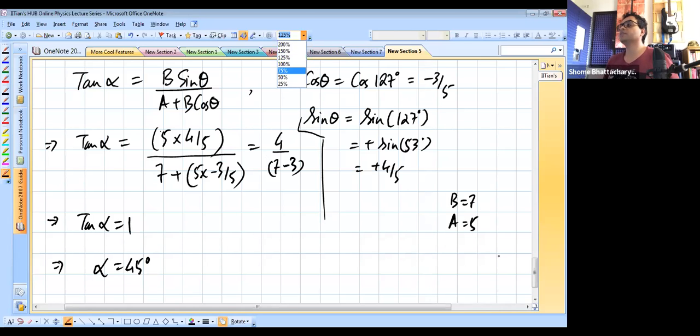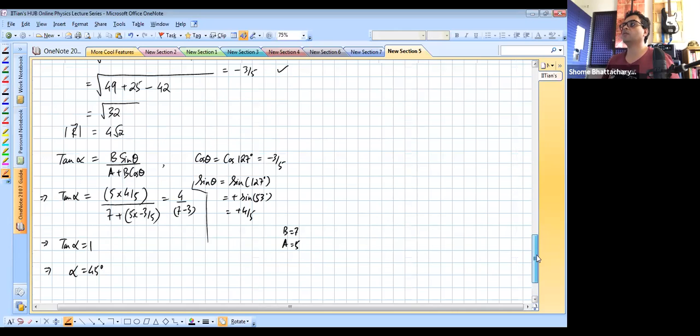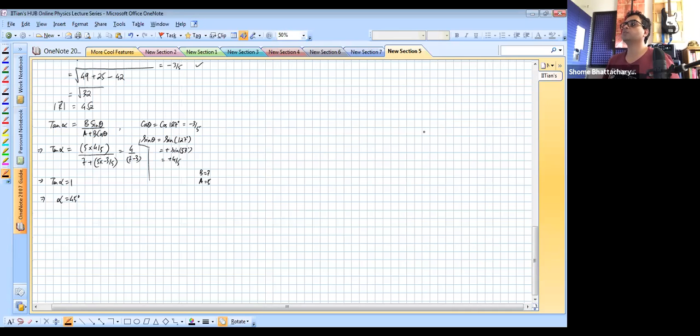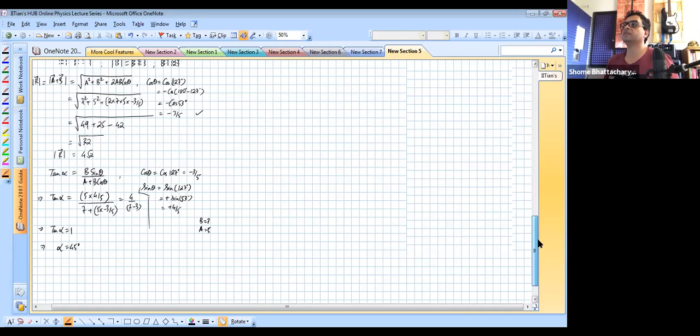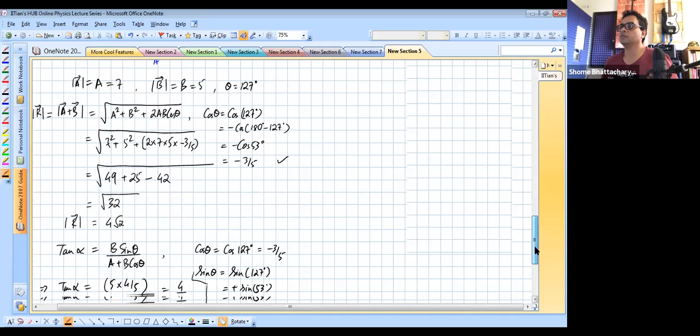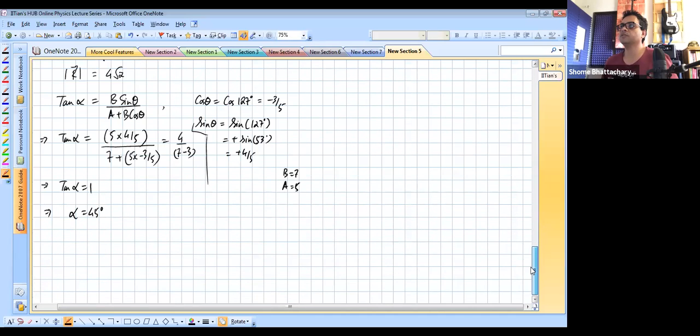So this is what we are expected to be able to do by using the triangle law. How we can manipulate the triangle law to find out the sum of two vectors, both in terms of the magnitude of the resultant as well as in terms of the direction. Okay, so we need to understand this calculation fully, the second part.